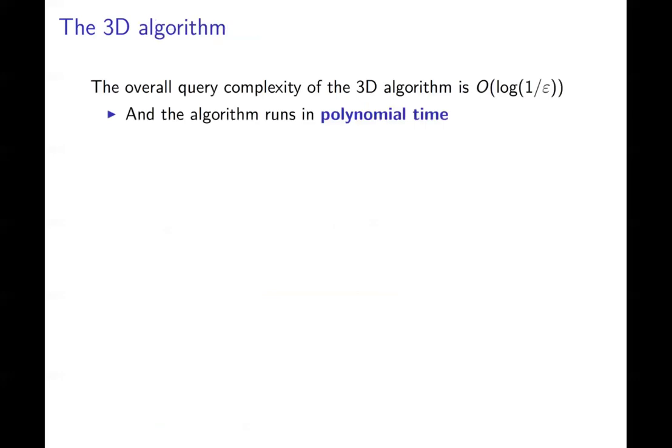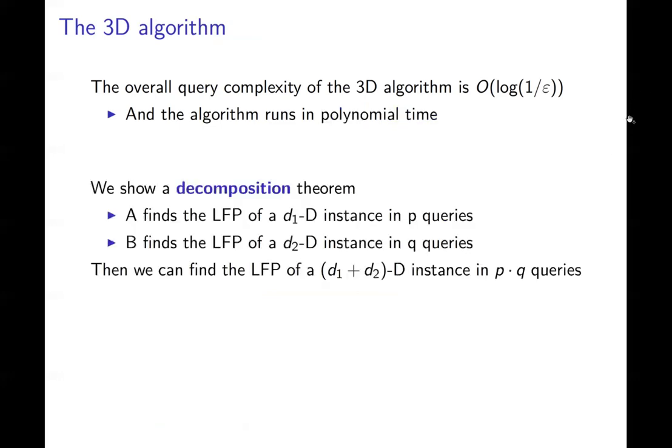For the 3D algorithm, given the reasoning we argued just previously, the overall complexity is log 1 over epsilon. And the algorithm additionally runs in polynomial time. Using this three-dimensional case, we show a decomposition theorem that finds the LFP and consists of two algorithms. Algorithm A finds the LFP of a D1-dimensional instance in P queries, and algorithm B finds the LFP of a D2-dimensional instance in Q queries. Then we show that composing these two together, we can find the LFP of a D1 plus D2 dimensional instance in P times Q queries.